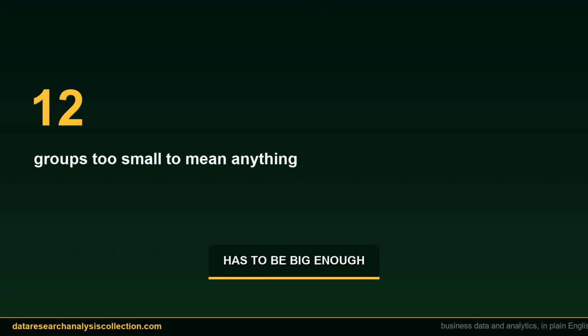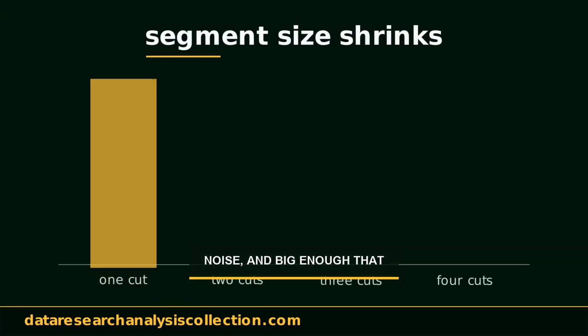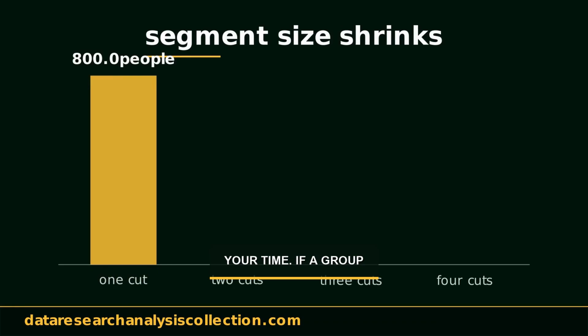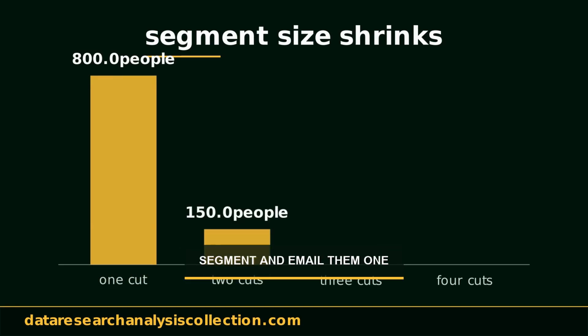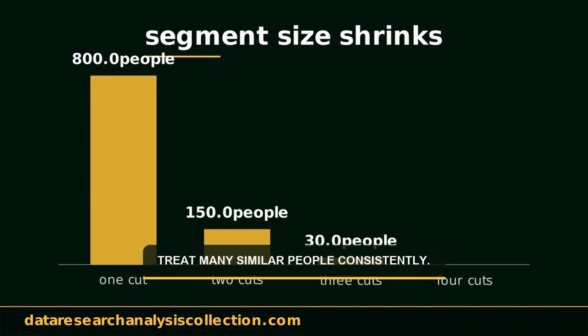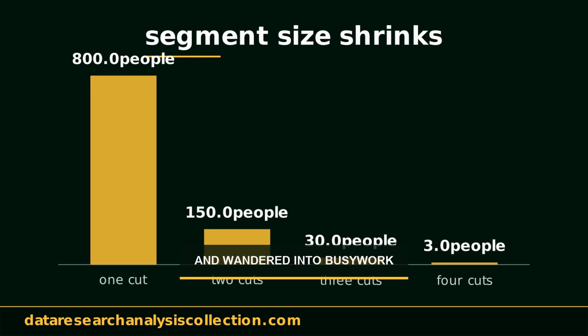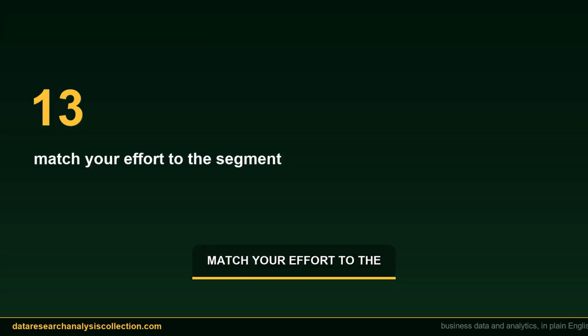A segment has to be big enough that a pattern inside it is real and not just noise, and big enough that acting on it is worth your time. If a group is so small you could simply email those people one by one, then skip the segment and email them one by one. Segments earn their keep when they let you treat many similar people consistently. Once a group shrinks to a handful, you have left the zone where segmentation helps and wandered into busy work dressed up as strategy. Match your effort to the segment.